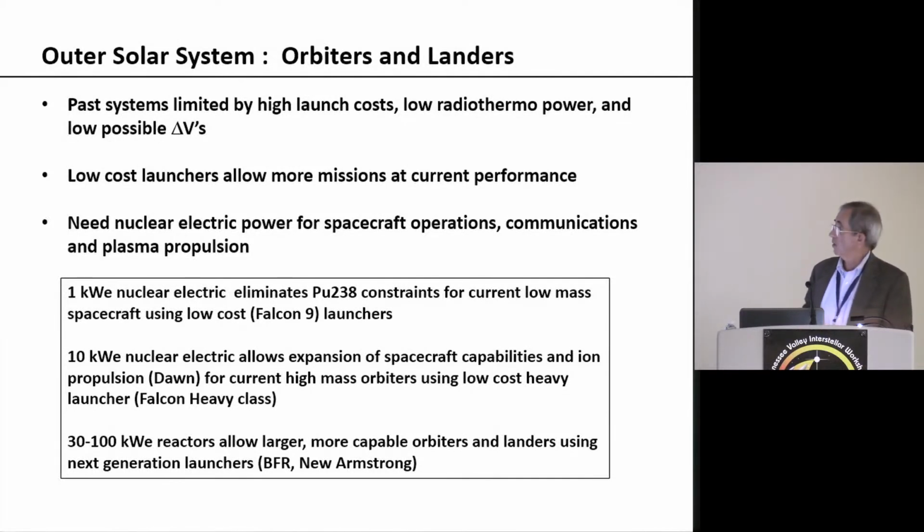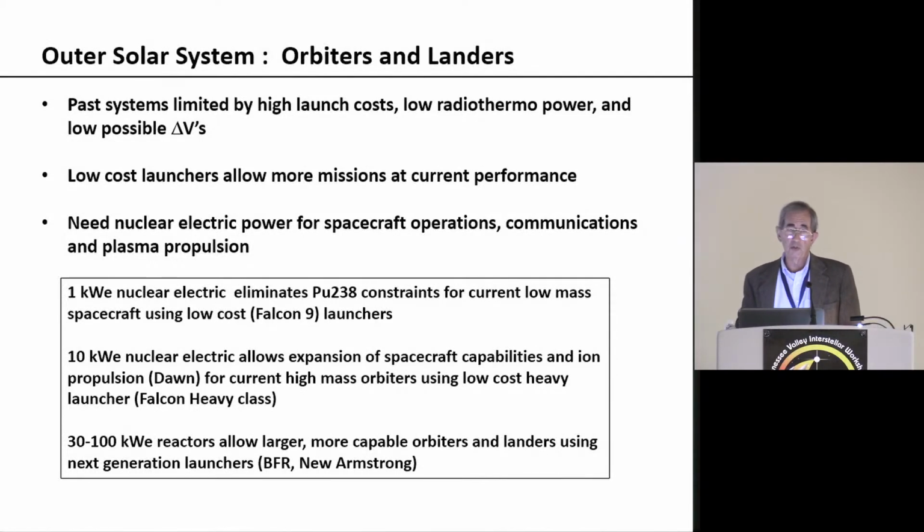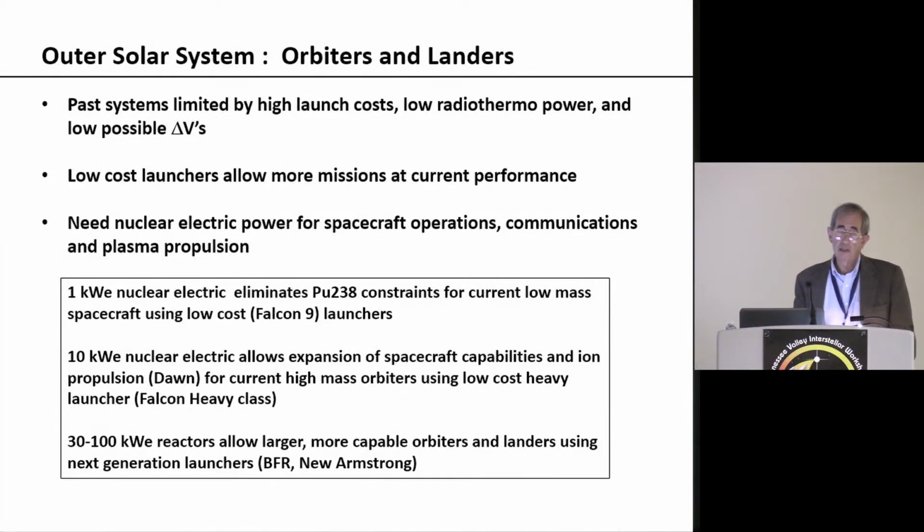But as you go up in power to something like 10 kilowatts, then you start getting some serious effects. Now you start getting into the propulsion business. You have plenty of power for your spacecraft, but now you can do ion propulsion. The Deep Space One mission used about 2.5 kilowatt ion propulsion. The Dawn is about 10 kilowatts. So we know how to do that.